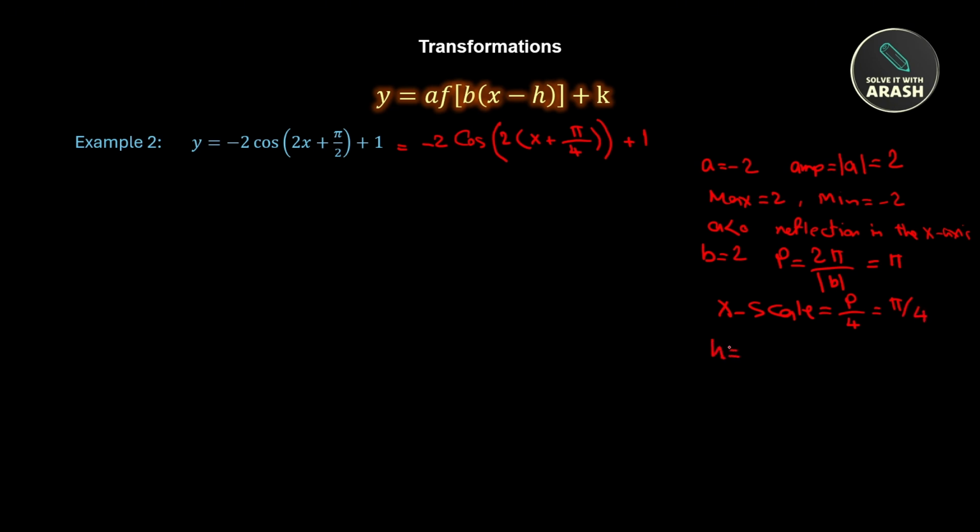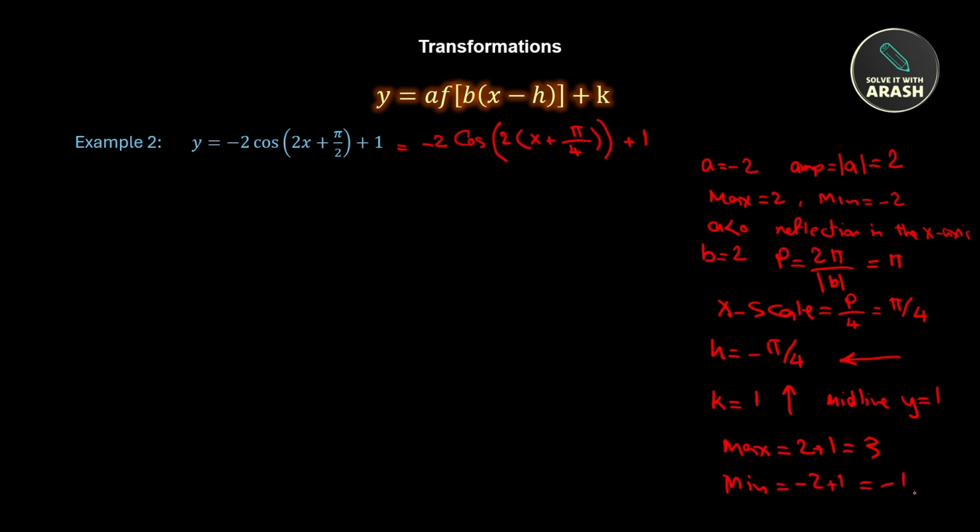Next, h value, or the phase shift, is negative pi over 4, which means the entire graph needs to be shifted to the left pi over 4 units. And lastly, k equals positive 1, which means again we shift the graph 1 unit up. Therefore, the midline is now at y equals 1. Also, the new maximum value will shift up to 2 plus 1, that's a 3, and the minimum value will be at negative 2 plus 1, that's negative 1.